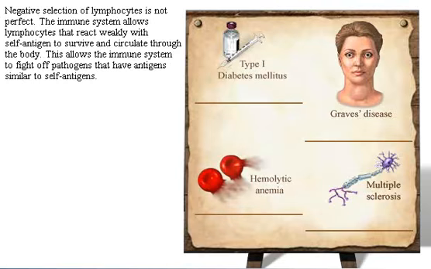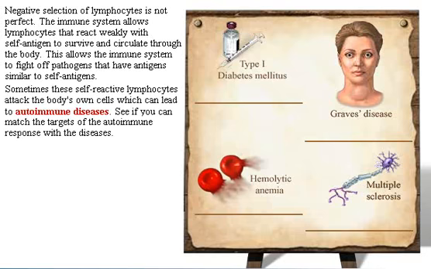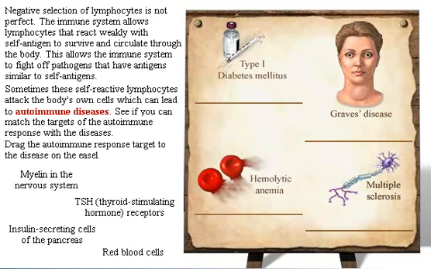Negative selection of lymphocytes is as good as it needs to be, but it is not perfect. The immune system allows lymphocytes that react weakly with self-antigen to survive and circulate through the body. This allows the immune system to fight off pathogens that have antigens similar to self-antigens. The resulting problem is that sometimes these self-reactive lymphocytes go ahead and attack the body's own cells, which can lead to autoimmune diseases. See if you can match the targets of the autoimmune response with the diseases listed here. Drag the autoimmune response target to the disease on the easel.